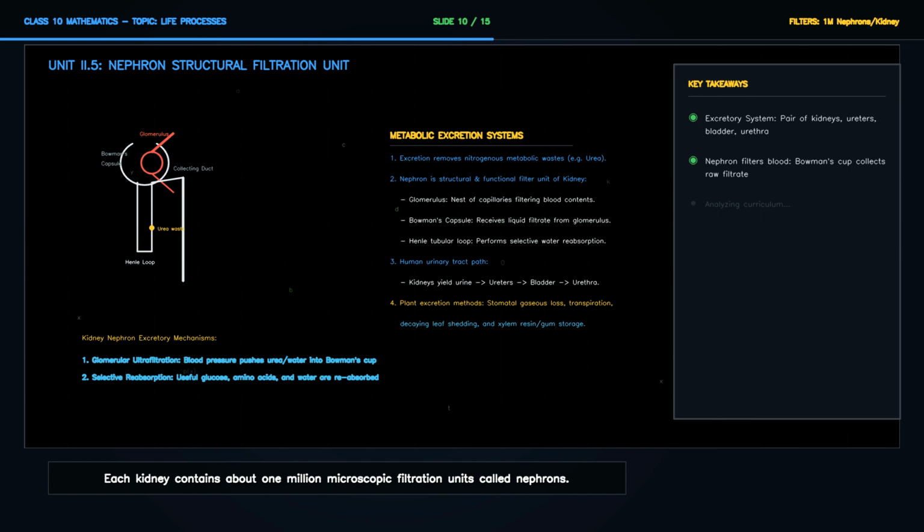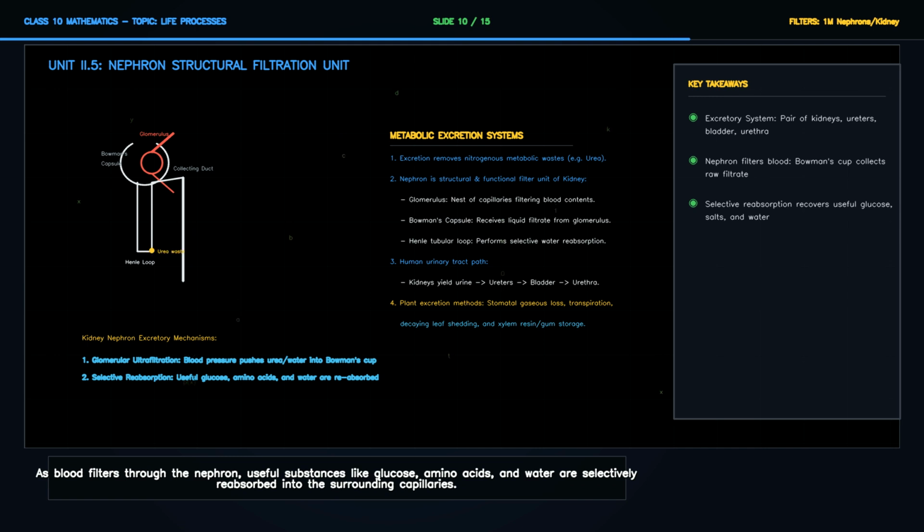Blood containing nitrogenous wastes enters the kidneys through the renal artery. As blood filters through the nephron, useful substances like glucose, amino acids, and water are selectively reabsorbed into the surrounding capillaries. The remaining concentrated liquid, containing excess water and urea, forms urine, which flows through the ureters into the bladder to be expelled.